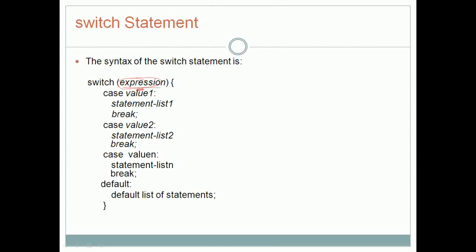If the result of this expression is equal to this value, it executes statement list 1. If the result of this expression is equal to value 2, it executes statement list 2. Like that, it compares the result of the switch expression, and if it is equal to any one of the cases, it executes that block. If it is not equal to any one of these cases, then it executes the default list of statements. So here, switch is always used for checking equality.